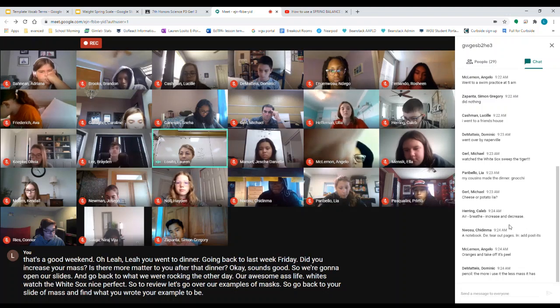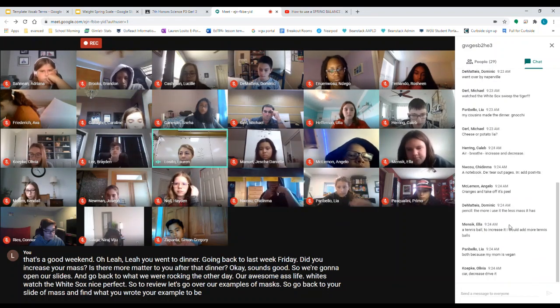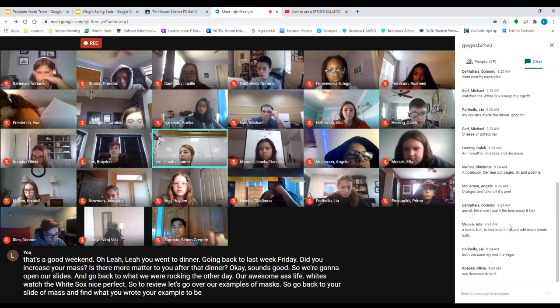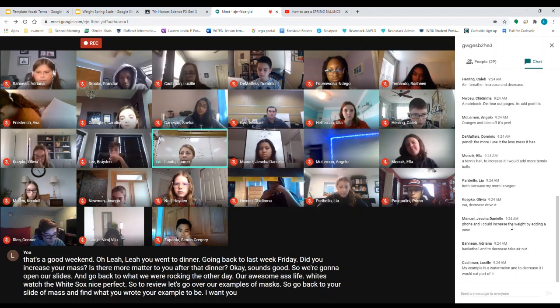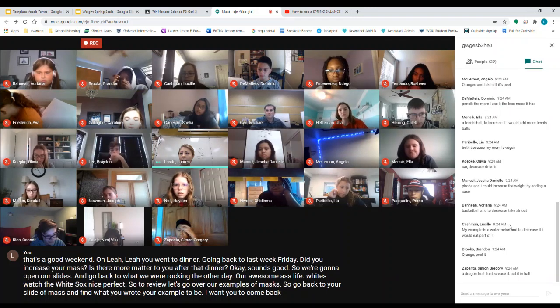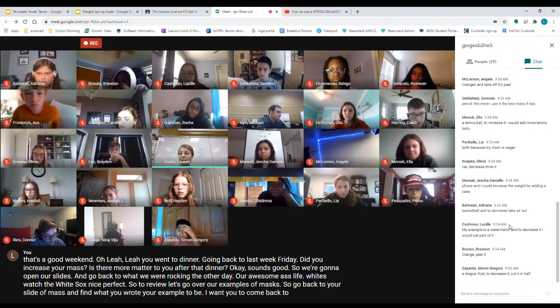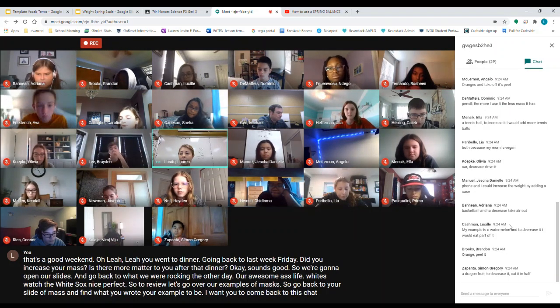Good job, Caleb. Notebook, tear out pages, add post-its. Nice, Jema. Way to do both. Orange, take off its peel. Pencil. Nice.